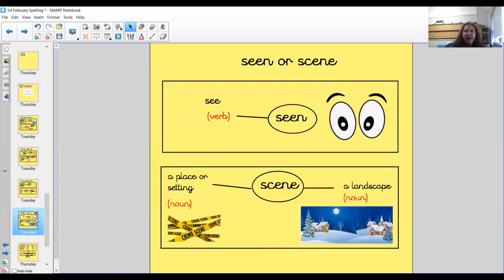And our final pair are seen or scene. So I've got seen, S-E-E-N, and I've got some eyes there to remind you that that's see. Or I've got scene, S-C-E-N-E, and that's a place or a setting.